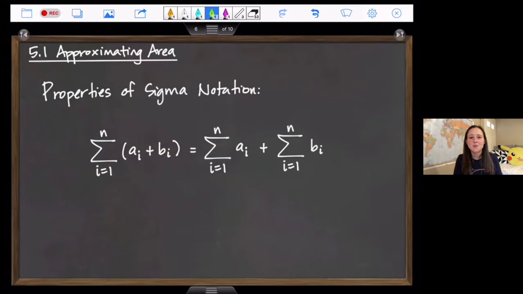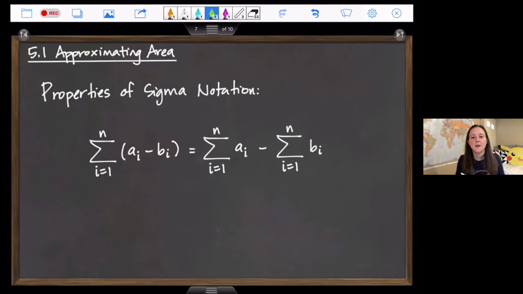Next property of sigma notation is that sigma notation distributes over addition. So if you're adding up a sub i plus b sub i, you can just add up the a sub i's, add up the b sub i's, and then add them together at the end. Next property is very similar. If you have subtraction inside the sigma notation, then you can just distribute that sigma notation over the a sub i formula and the b sub i formula, evaluate them independently, and then subtract them at the end.